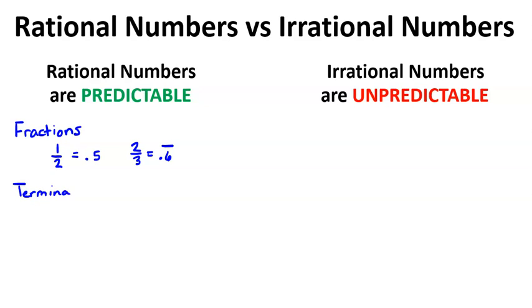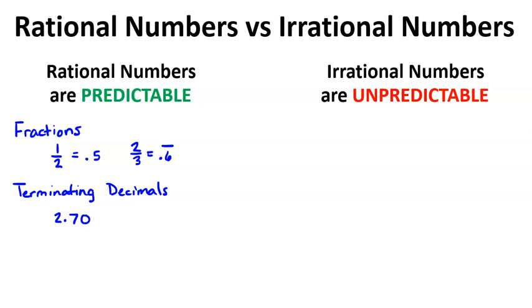So when it comes to our terminating decimals, I know the number that's going to come next. So let's say I have 2.7. If I have 2.7 and I wanted to make it look more like money, I know that it could be written as $2.70, right?